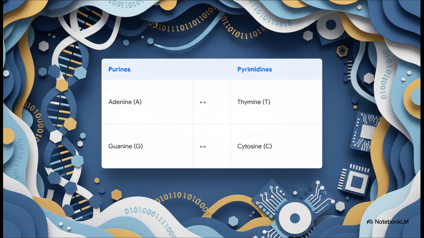It's called base pairing. Adenine on one side of the ladder will only, and I mean only, ever pair up with thymine on the other side. And cytosine will only ever pair with guanine. A always goes with T, C always goes with G. Simple as that. These pairs form the rungs of the DNA ladder.